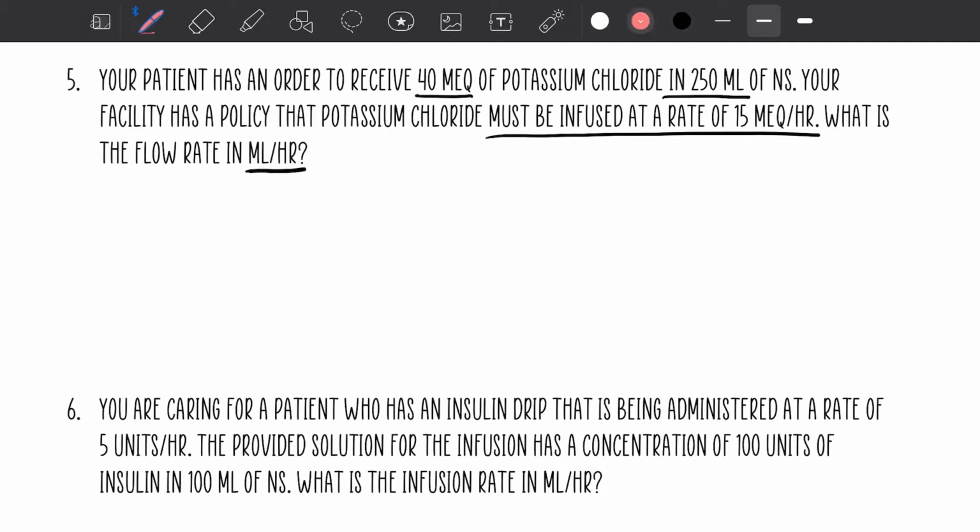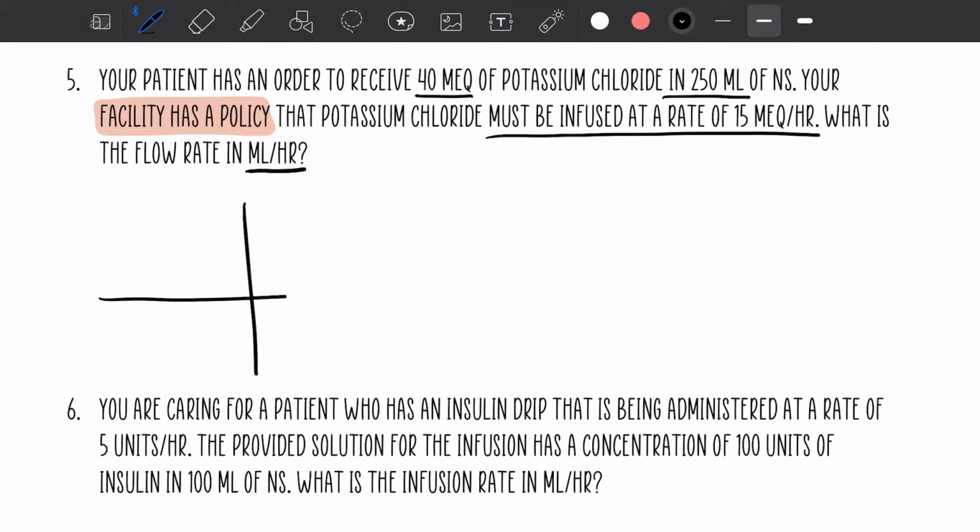So this is the one exception to that rule of where we don't care how much medicine is in our volume of fluid. So if your problem says that your facility has a policy, or that the pharmacy states or recommends that a medication is infused at a rate of blank, that's the only time we care about how much medicine is going to be in our volume of fluid. So let's set this up.